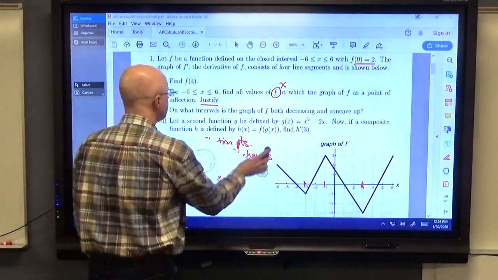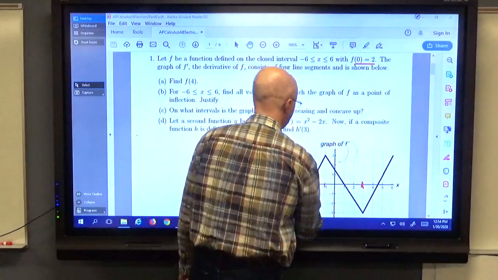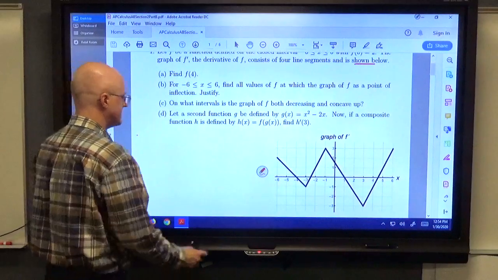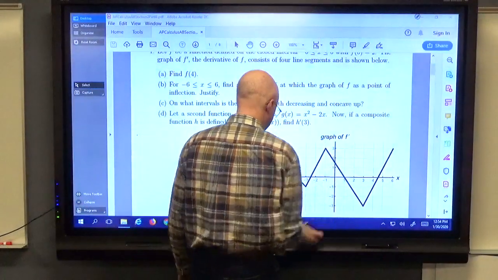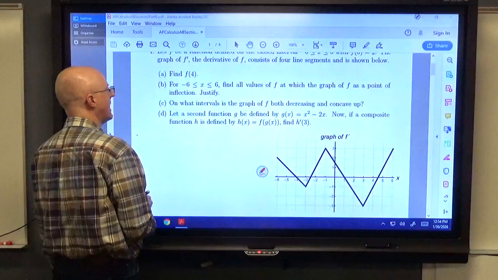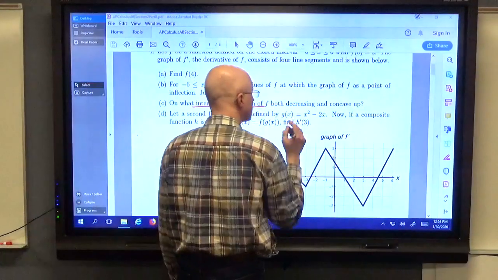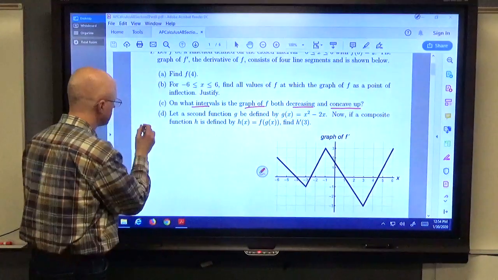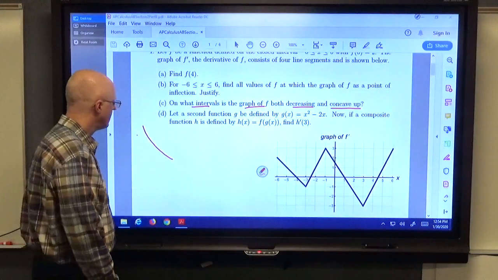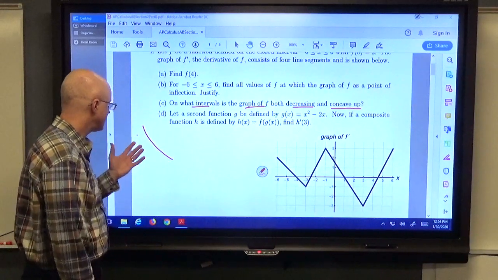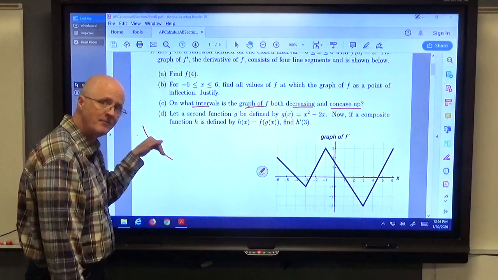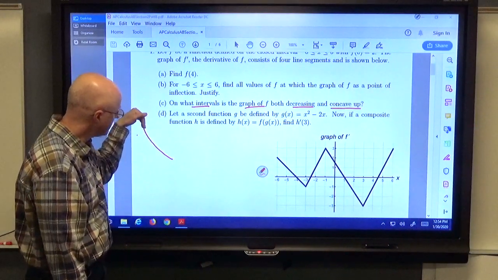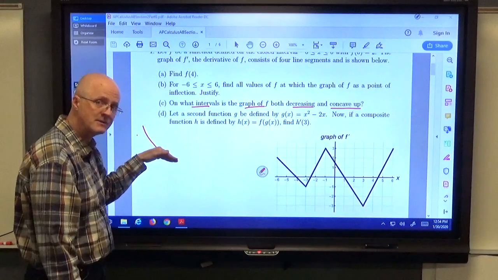On to part C. On what intervals is the graph of f both decreasing and concave up? Intervals in the graph of f, the original function, which we do not see, decreasing and concave up. In other words, the graph looks like this. The graph looks like that, the derivative must be negative. The slope is negative. But as concave up, the slope is increasing. A large negative value far away from 0 to a small negative value close to 0.